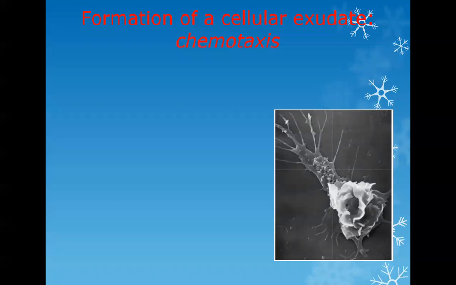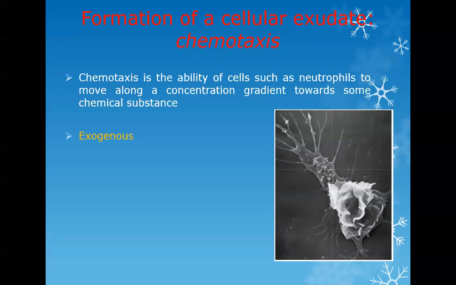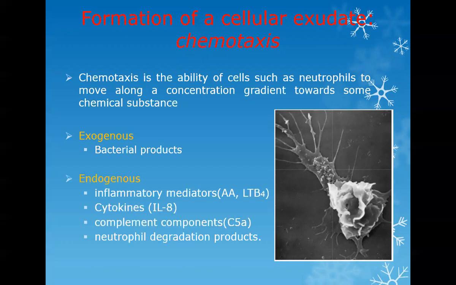chemotaxis is a propensity of the cell to be pushed to that area. Now, this is neutrophil and it is an electron microscope picture, right? So, what happens is that for chemotaxis, you need to have some attractant. Either it could be endogenous, present in the body, or exogenous from outside the body, and usually they are bacterial products. Bacteria attract, or endogenous by inflammatory mediators like arachidonic acid metabolites, lipids, or cytokines, or complement components like C5a, or neutrophil degradation itself causes attraction.